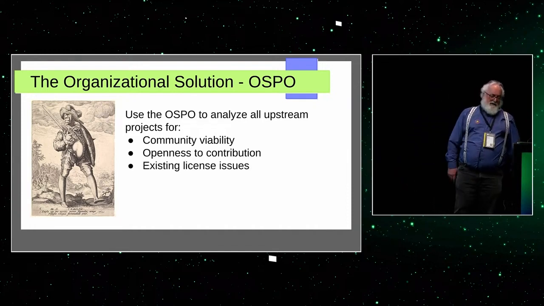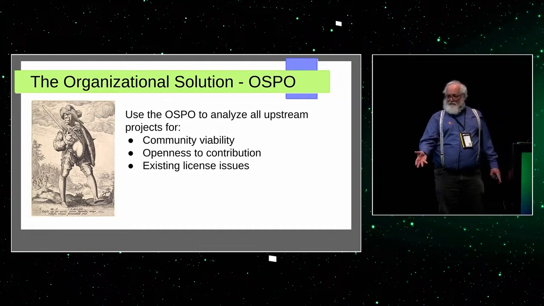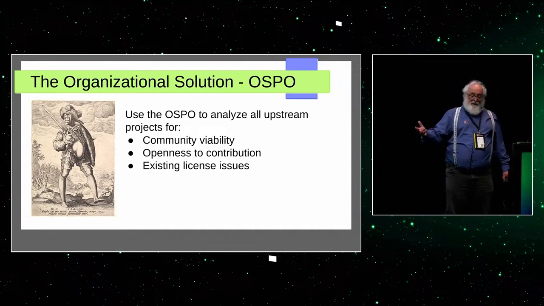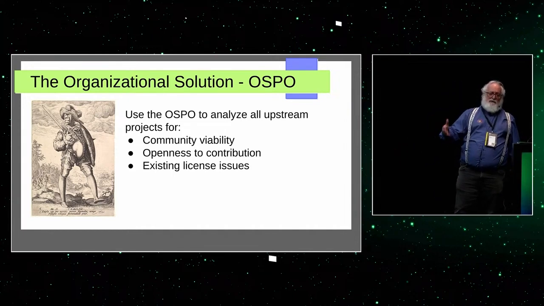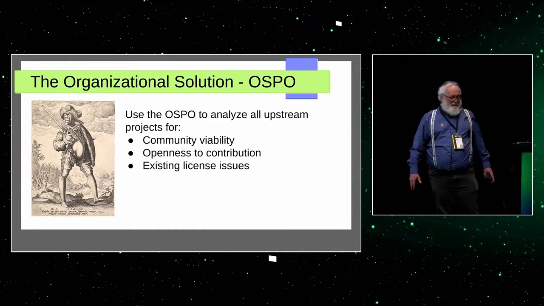You can look at existing license issues. So look at the internal projects, your internal organization's licenses. Do you have a license issue? Your OSPO can work on figuring that out. And they can also look at the upstream projects and determine if there are licensing issues upstream, or if there's just licensing issues because you're combining things that shouldn't be combined.